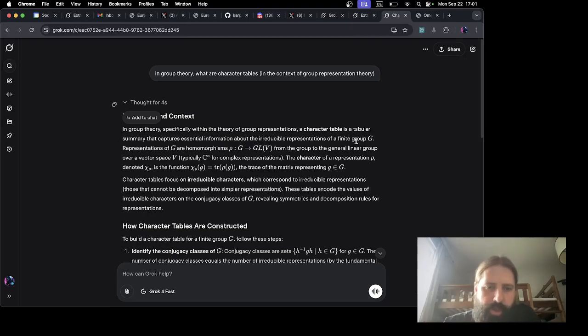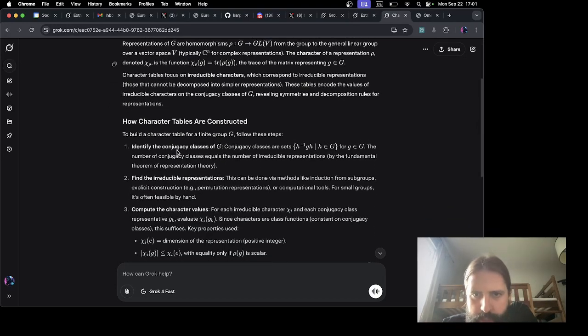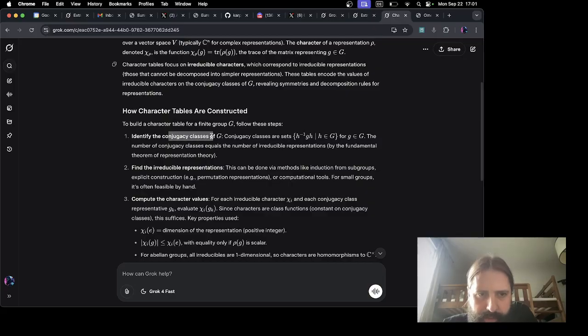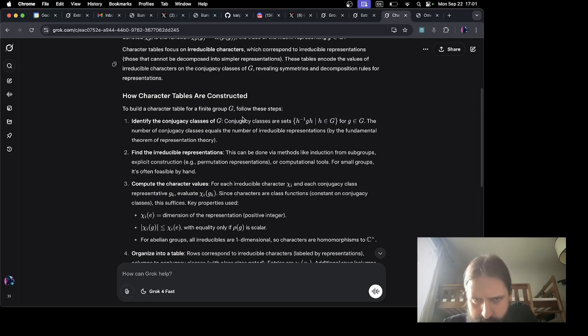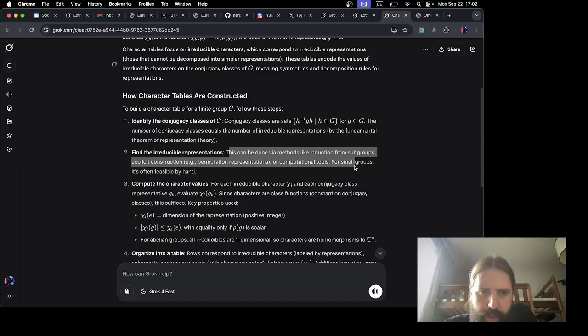So how are they constructed? Identify the conjugacy classes, find the irreducible representations, compute the character values. The number of conjugacy classes equals the number of irreducible representations. Find the representations; this can be done via methods like induction from subgroups, explicit construction, permutation representations, and computational tools. For small groups, it is often feasible by hand.